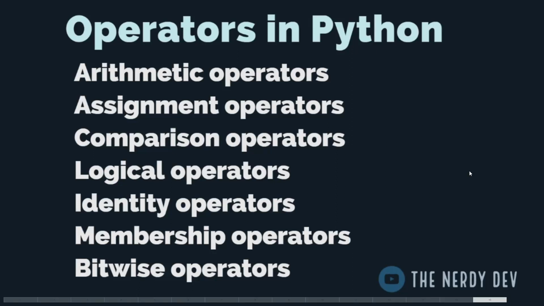So in this video we'll learn about operators that we can make use of in Python. So we have 7 types of operators and we'll go over all of them in this video. So the first is arithmetic operators, then assignment operators, comparison operators, logical operators, identity operators, membership operators, and bitwise operators.